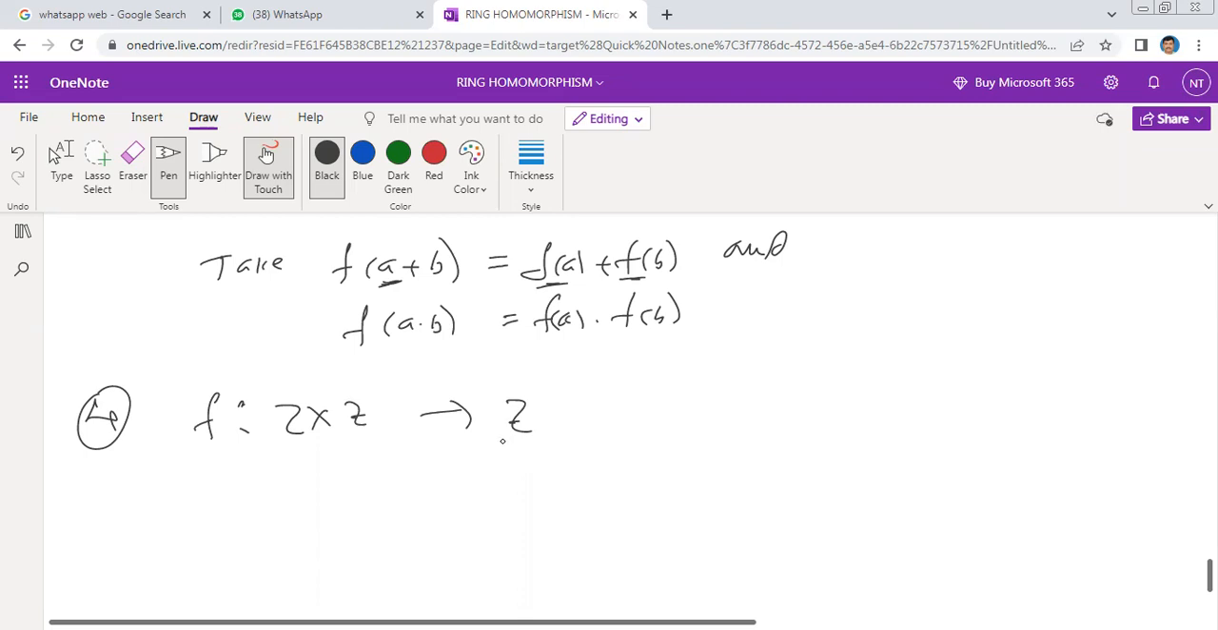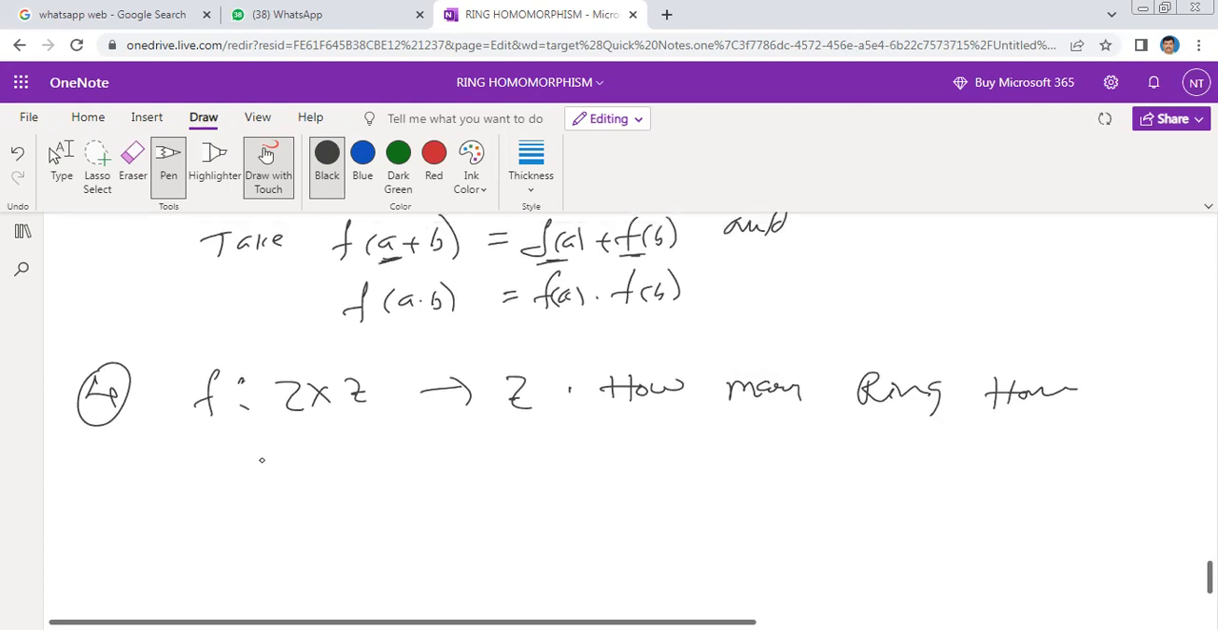2, sir. Sure? 2 or 3? Yeah, you are near, near to the answer. How will the maps from Z cross Z to Z look? How many ring homomorphisms? Look here, how to define the mapping, what are the idempotent elements? Idempotent elements are 1, 0, sir. Yes, idempotent elements are 1, 0.